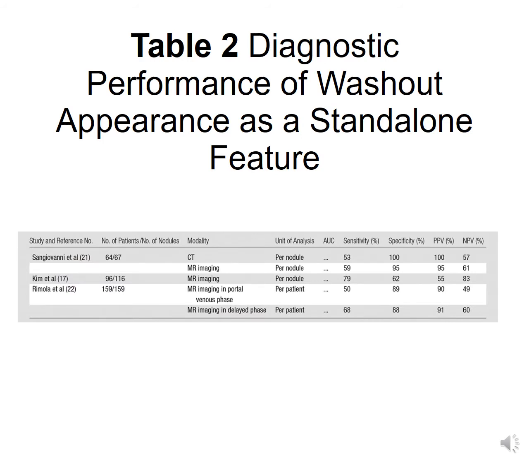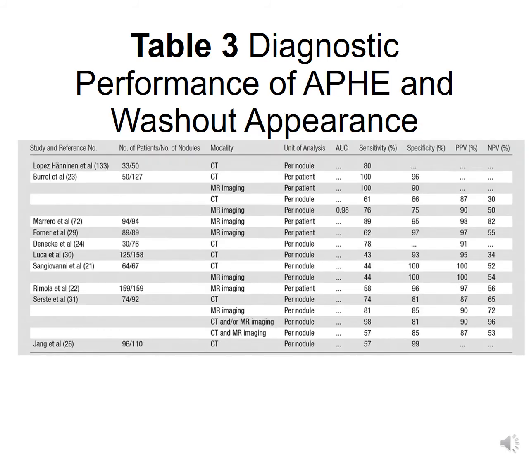Now, the diagnostic performance of washout appearance as a standalone feature. Studies compared the diagnostic performance of washout alone with that of combined washout and arterial phase hyperenhancement, and found that washout alone has lower specificity and positive predictive values. Compare that to the combination of arterial phase hyperenhancement and washout appearance, which increases your specificity and positive predictive values.